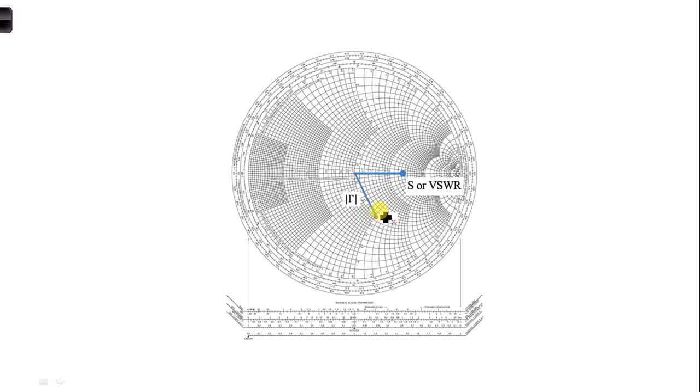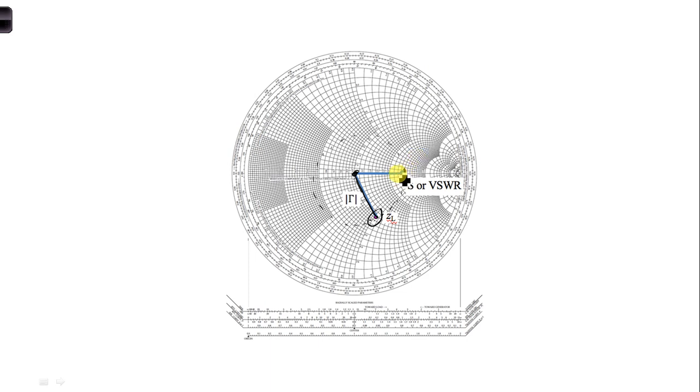Here is our ZL plotted from earlier, and this distance from the center of the Smith chart also corresponded to the magnitude of the reflection coefficient. What we can do is draw a circle of constant reflection coefficient magnitude around the center of the Smith chart. And where that circle crosses the horizontal axis on the right side of the center of the Smith chart, that's where you can read off the S value, the VSWR value.